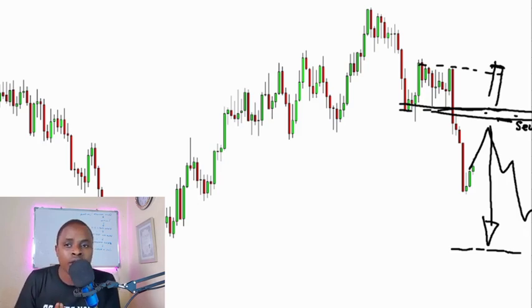I did the backtest for this, and this strategy wins more than 60% of the time, and it's likely to give you a good profit if you are using a 1 to 1.5 risk to reward ratio to 1:2 risk to reward ratio. It's called the counter trend break and retest strategy.